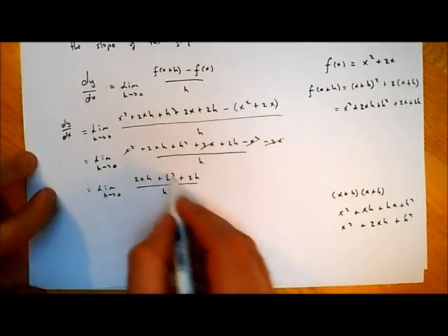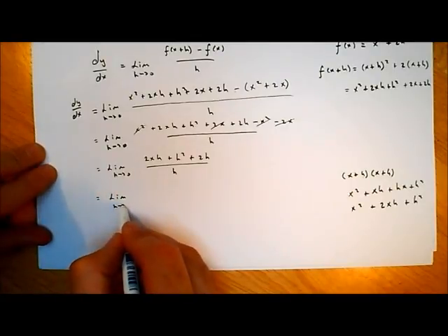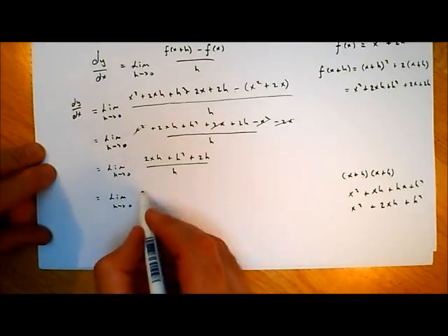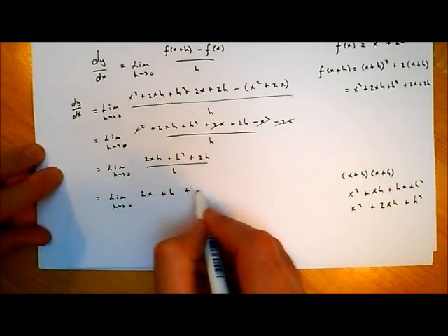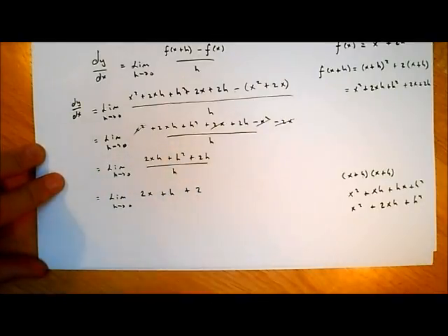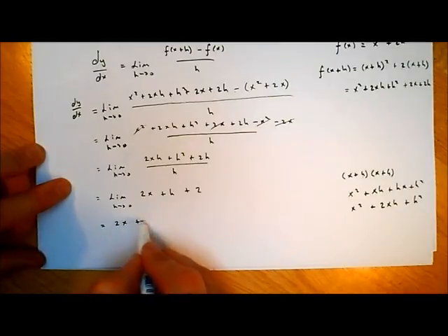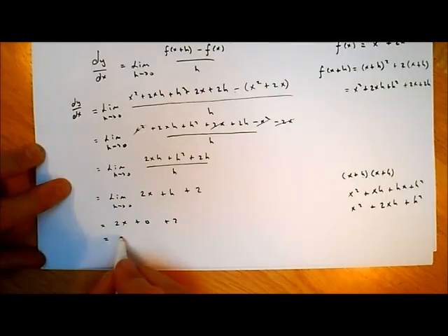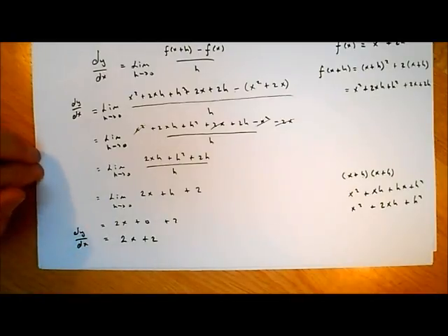Now there's an h in everything, so we can divide by h. We're left with the limit as h approaches 0. h into 2xh goes 2x times, h into h squared goes h, and h into 2h goes 2 times. So now we can just work out the limit. That's going to be equal to 2x plus 0 plus 2, which is just 2x plus 2. So we have dy over dx is equal to 2x plus 2.